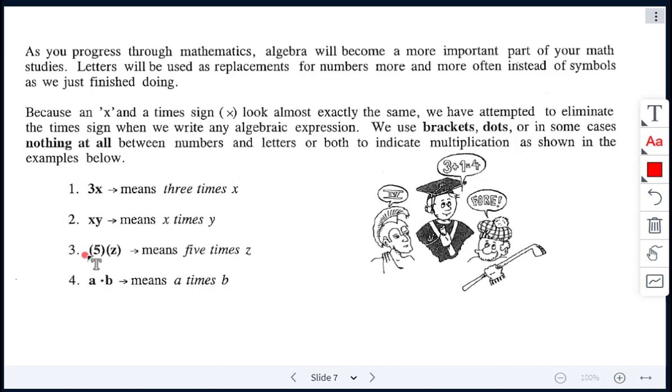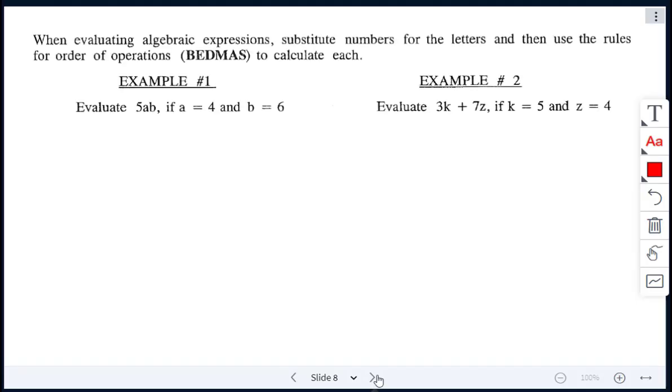Here we have 5 in brackets and then z in brackets. There's no operation in between the brackets. So that also means it's 5 times z, and then the dot. If you have the dot, that also represents multiplication. All right, so here it means a times b. So we had done these two examples last class.